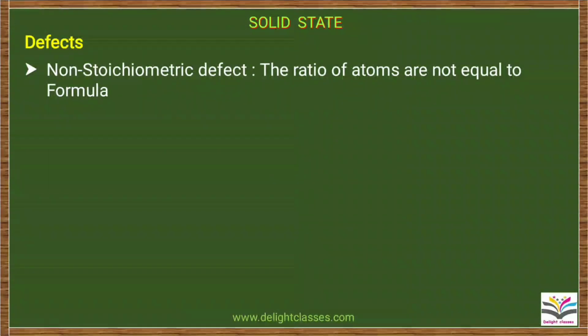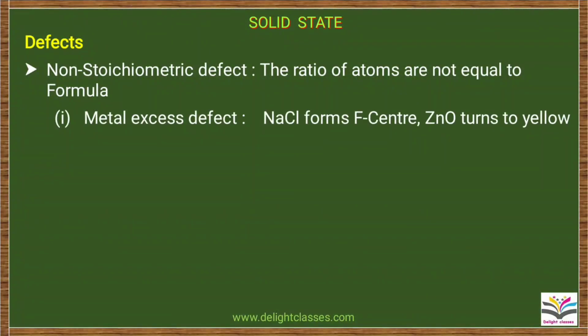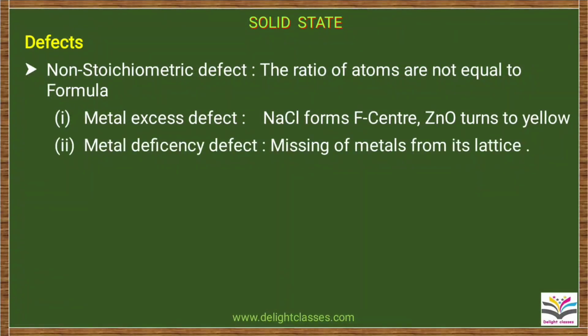Non-stoichiometric defect: the ratio of atoms is not equal to the formula. Metal excess defect: NaCl forms F centers. Zinc oxide turns yellow on heating. Metal deficiency defect: missing of metals from the lattice point. Example: Fe 0.95 O.